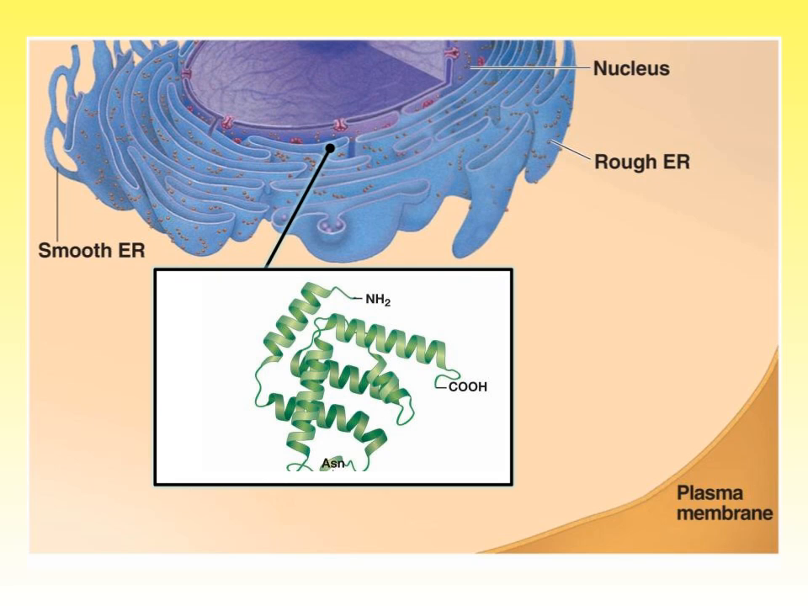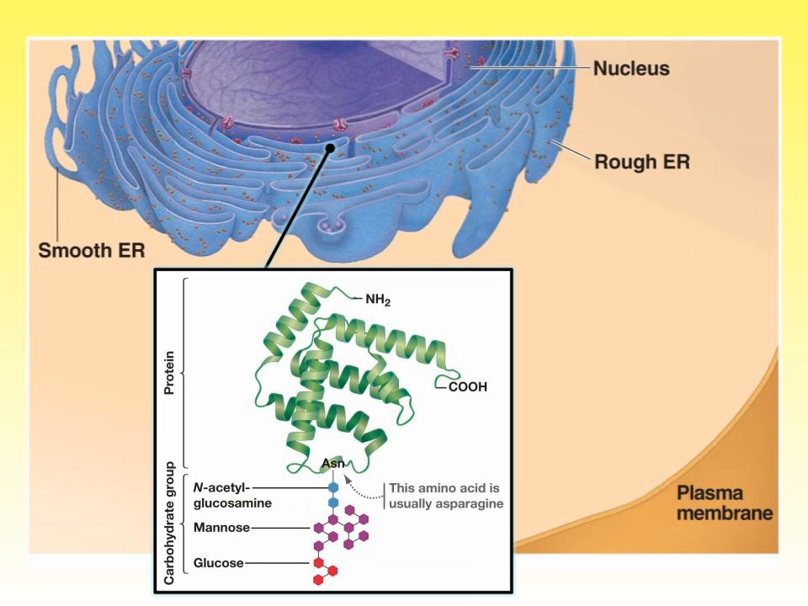Inside the lumen, chaperone proteins ensure the ER protein folds into its proper three-dimensional shape. Also within the lumen of the ER, enzymes will add a carbohydrate to the protein to form a glycoprotein. This process is called glycosylation.